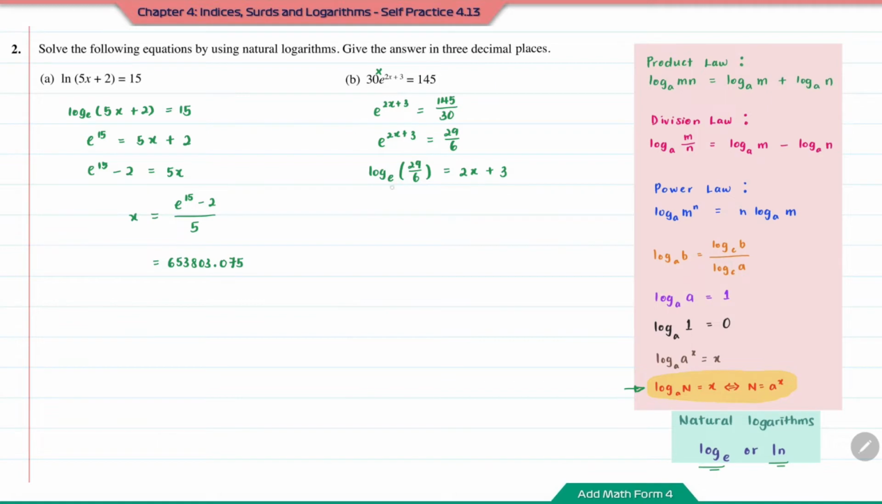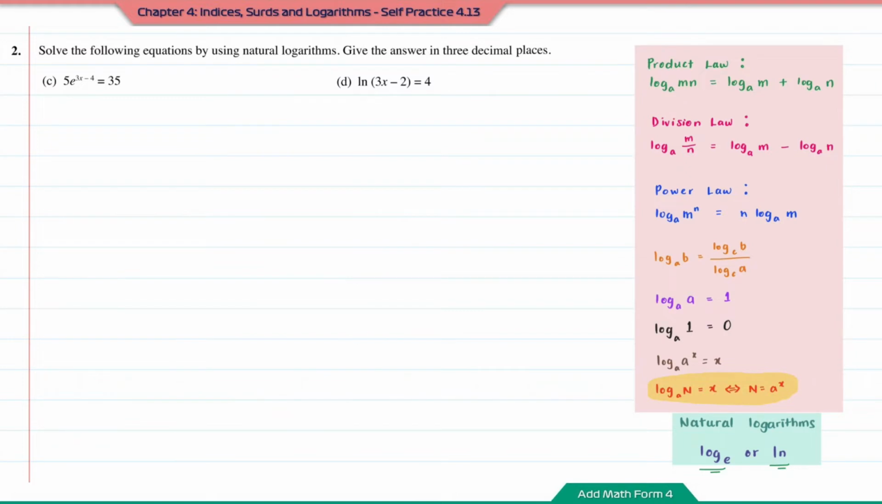This log base e, we can write it as ln. So to find the x, move this plus 3 to the left hand side. Therefore, x is equal to ln 29 over 6 minus 3, divided by 2. So solve this using a calculator. The answer will be negative 0.712.